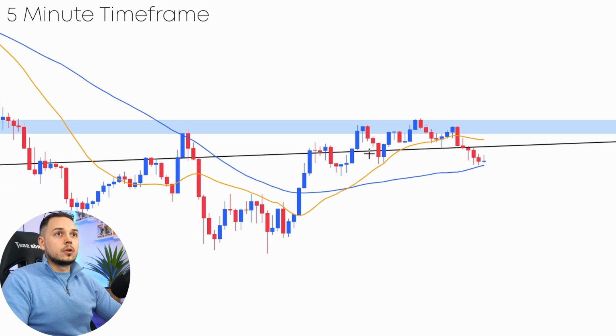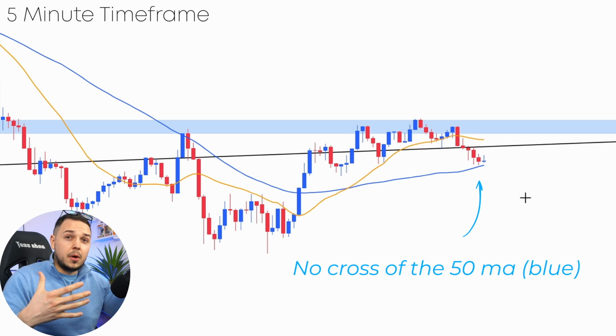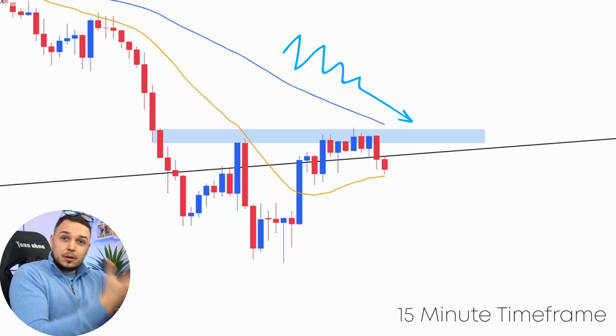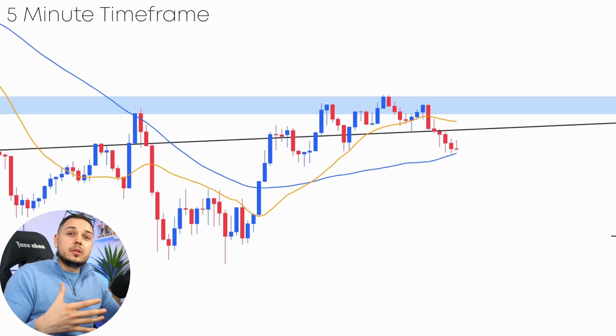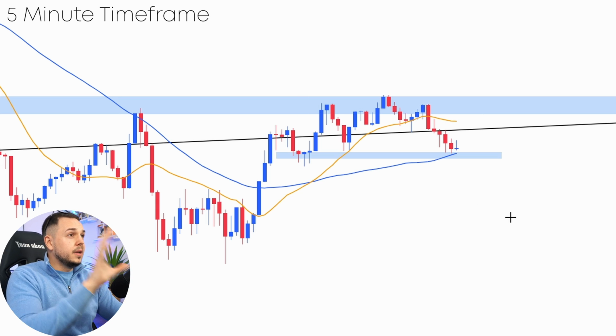The 5-minute hasn't crossed the 50 moving average yet, right? There could be a bounce back towards the upside. However, the higher time frames have already crossed the important level of sensitivity, and the 15-minute time frame is still trending towards the downside. So we shouldn't be scared that the 5-minute is not actually trending towards the downside. I think it's a great opportunity to sell even at the moment.